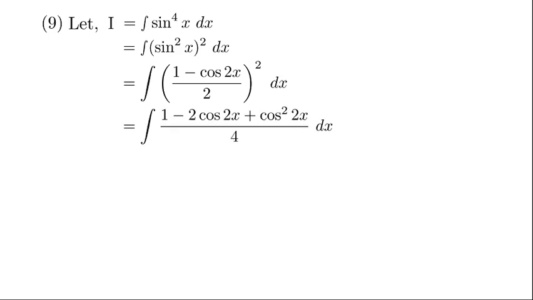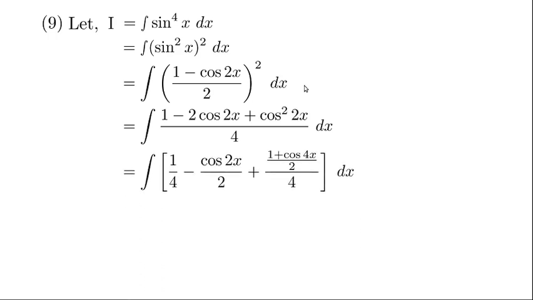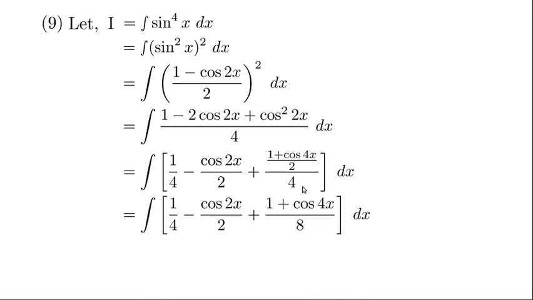And now again here we will separately divide it, and along with that we make use of the formula of cos square 2x. That can be replaced by 1 plus cos 4x upon 2, and simultaneously we divide each term by 4. That gives 1 by 4 minus cos 2x upon 2 plus 1 plus cos 4x upon 2 divided by 4. So this is what we get. And again we separately divide here.